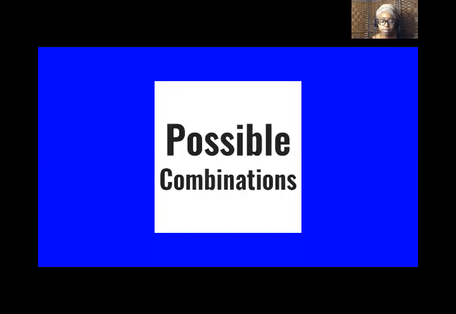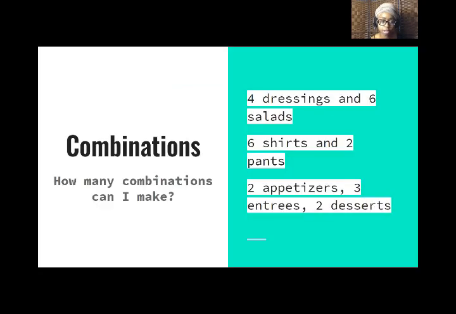All right, so possible combinations. This is when we have a lot of things in different categories and we need to see the different combinations that we can make out of these categories. So we're going to ask ourselves, how many combinations can I make? Okay, so the first one says 4 dressings and 6 salads. So you got 4 salad dressings, 6 salads. How many salads can you make out of those combinations? You're going to multiply 4 times 6.